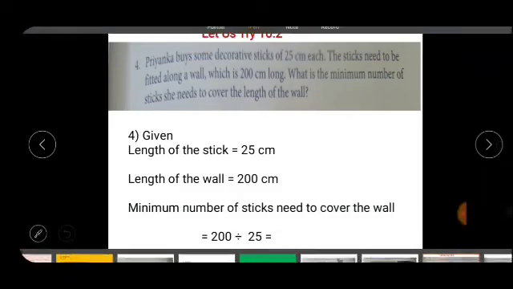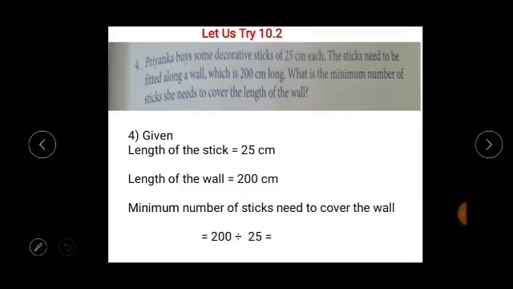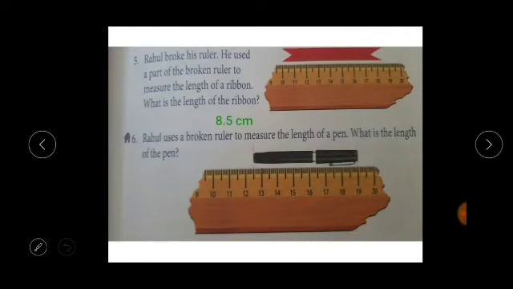We can do the division, otherwise there is a trick. How many 25s are in 100? Yes, in 100, four 25s. Four 25s make 100. If so, how many 25s are in 200? Yes, 8. So the answer is 8. Four 25s are in 100. So eight 25s are in 200. Next question.